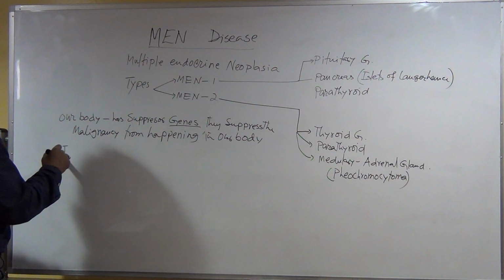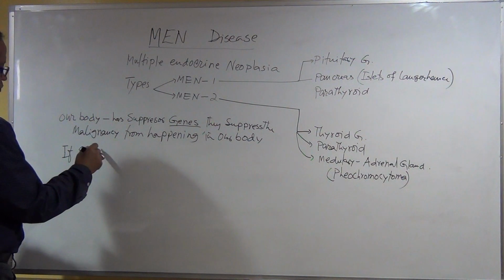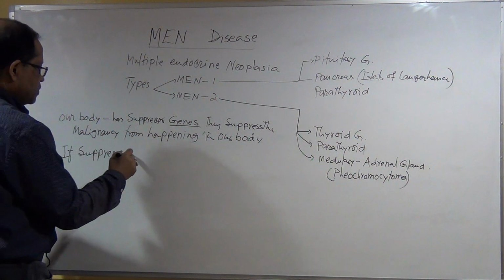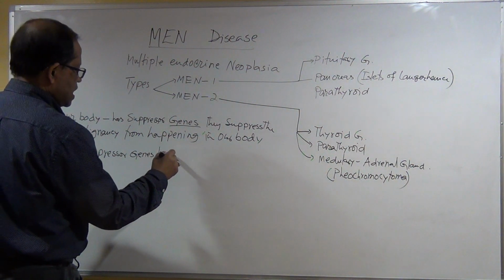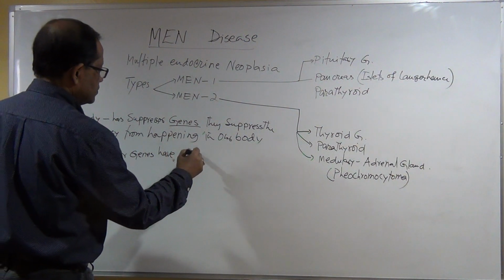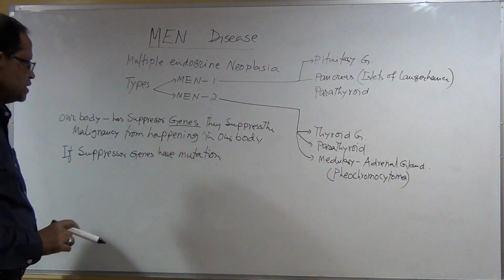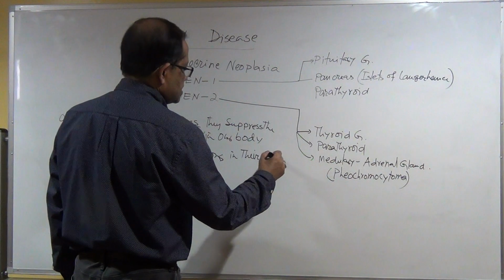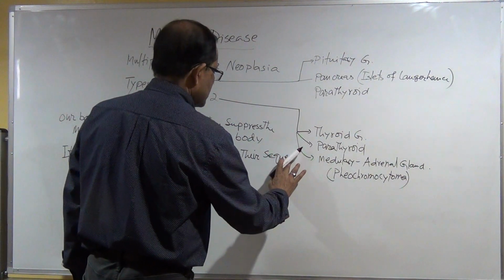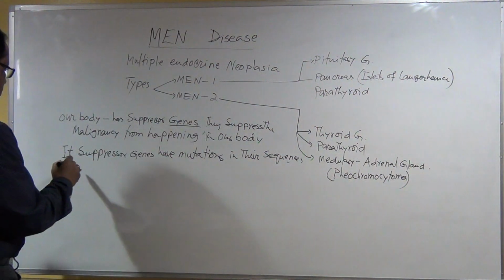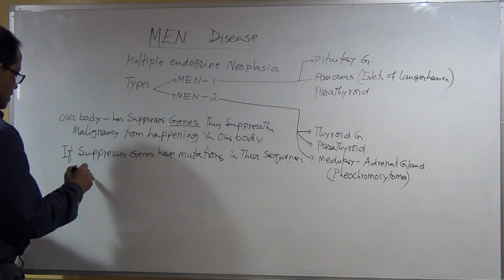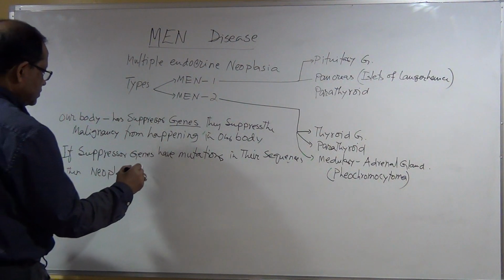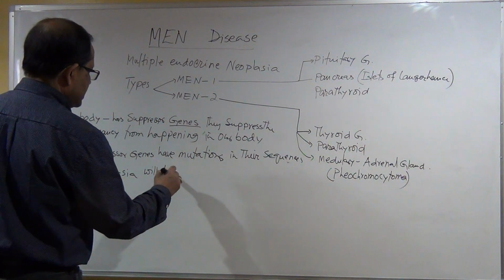And if the suppressor genes have mutations in their sequence, then neoplasia will be produced.